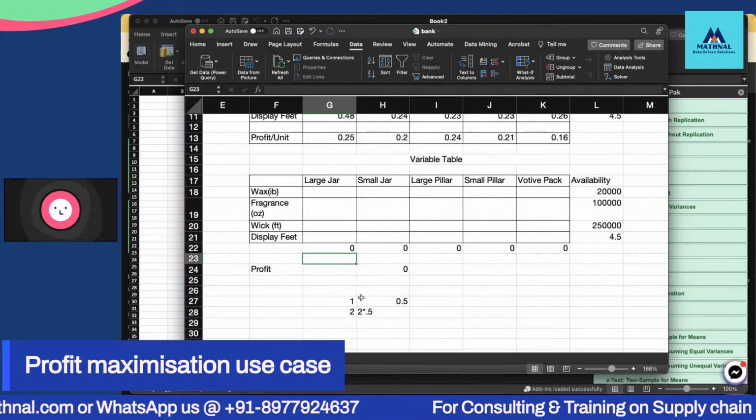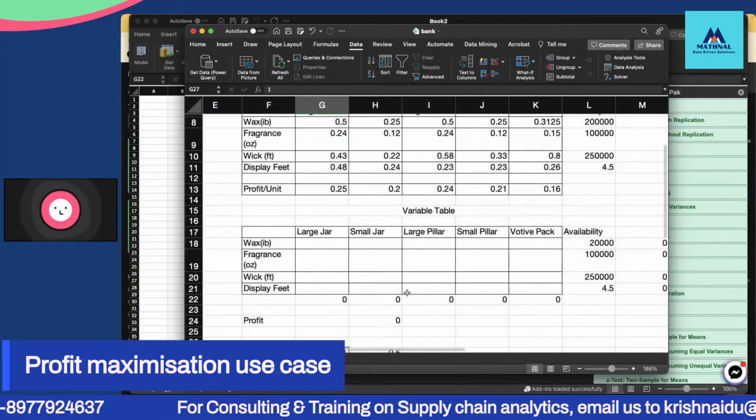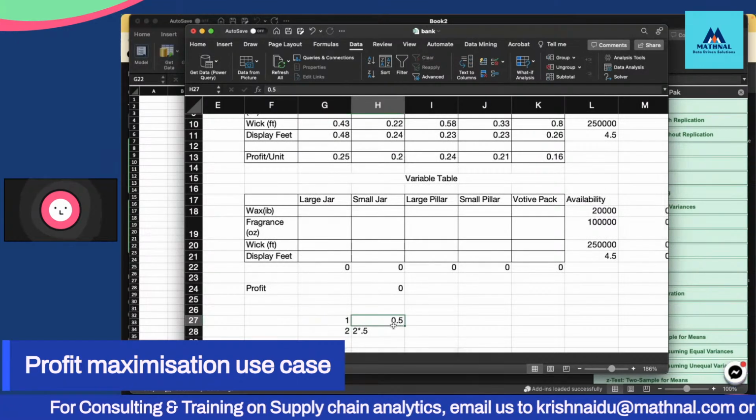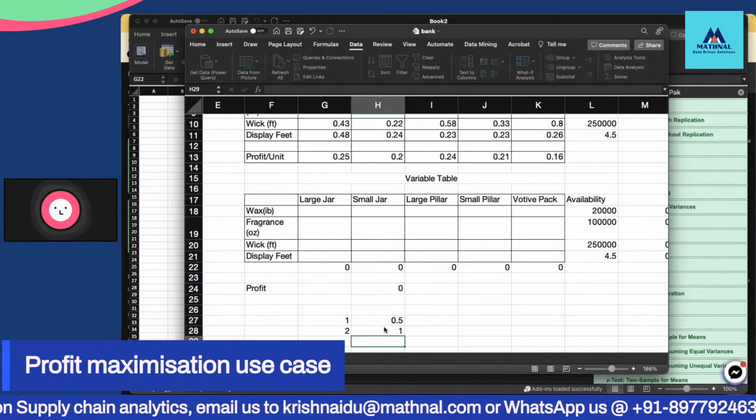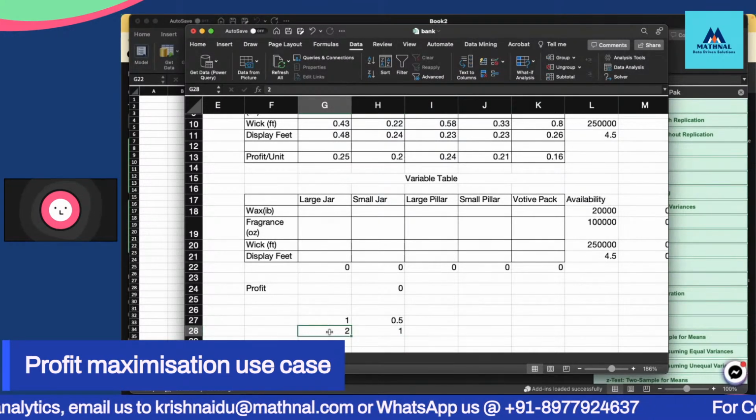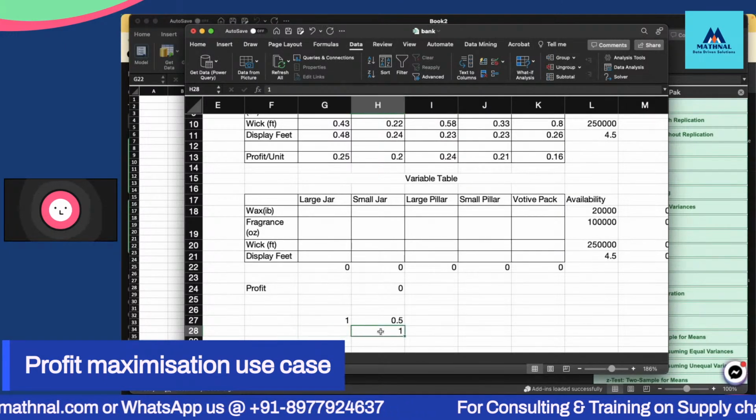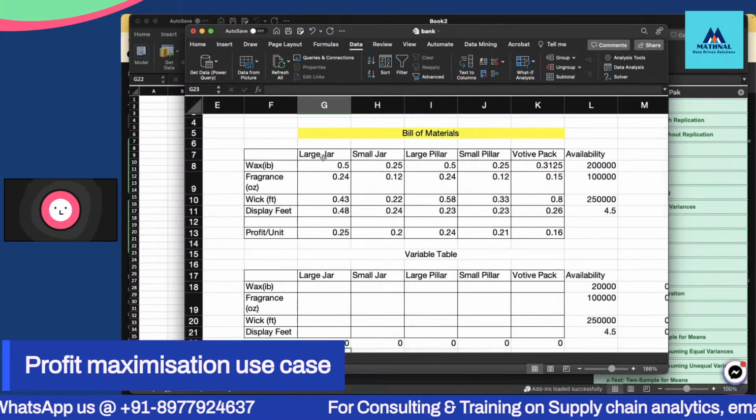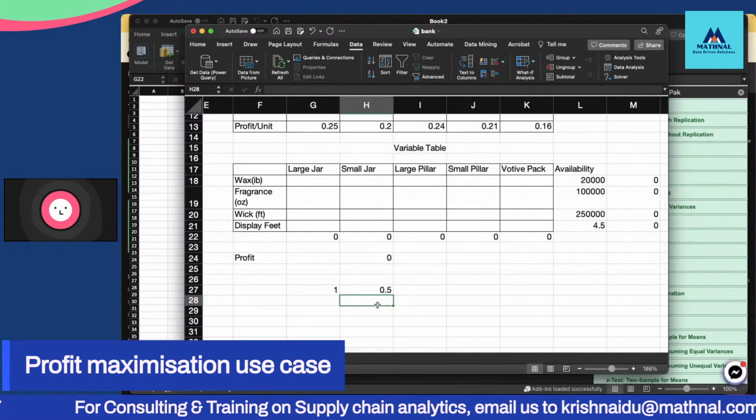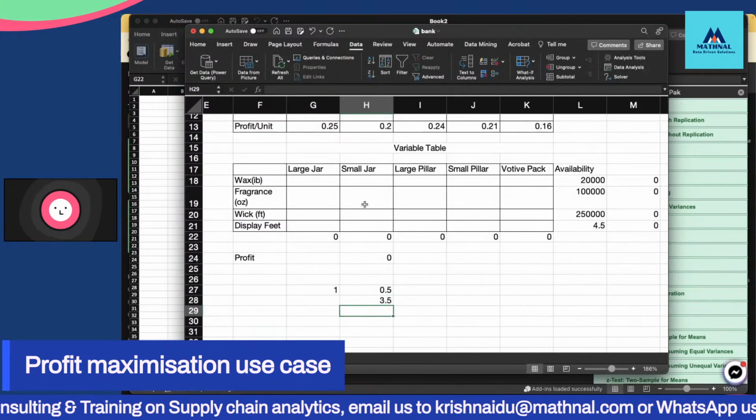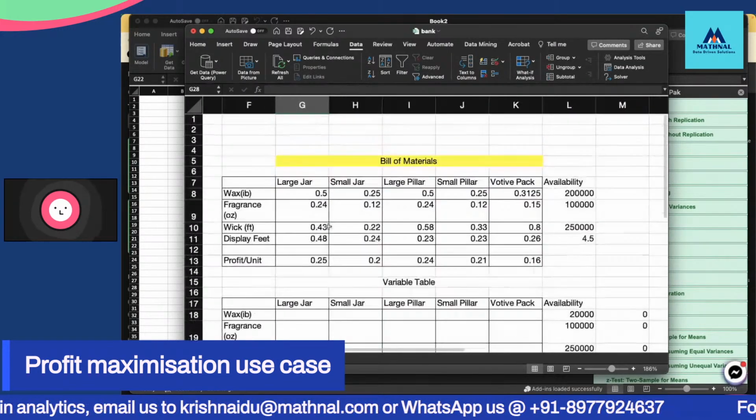The reason why I'm doing this: suppose I need to manufacture 1 unit of large jar and I need 0.5. Suppose the value I get is 1.0. 1.0 means how many we can manufacture. If I need 0.5 unit of wax to manufacture one jar, and I get 3.5 here, then from 3.5 units, how many jars can we manufacture?